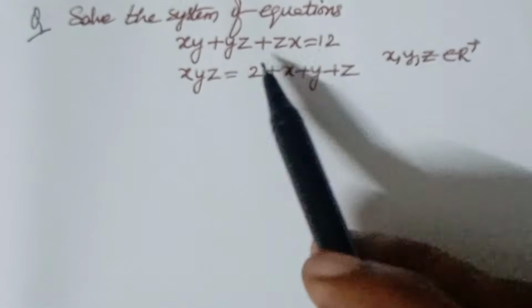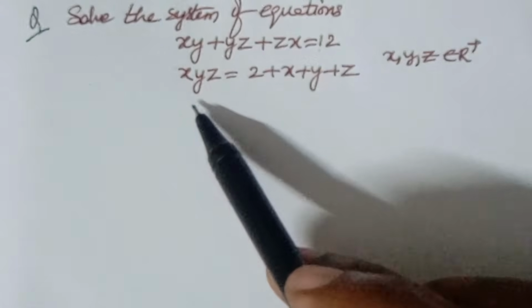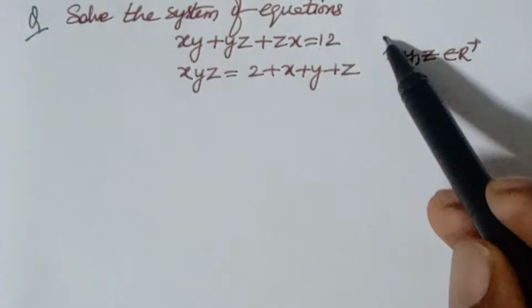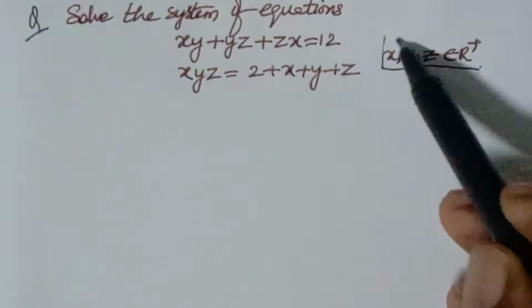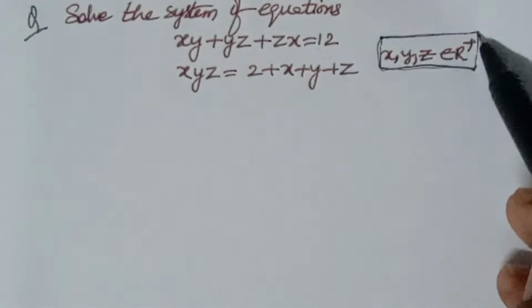Solve the system of equations: xy plus yz plus zx equal to 12, and xyz is equal to 2 plus x plus y plus z, where x, y, z belong to positive real numbers.